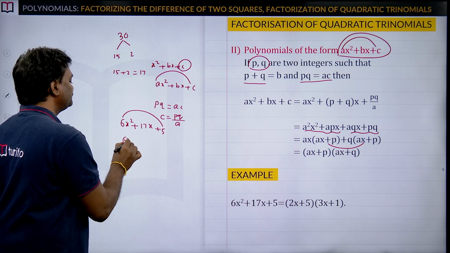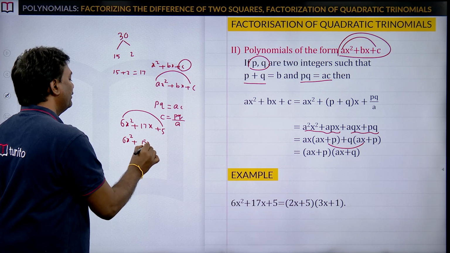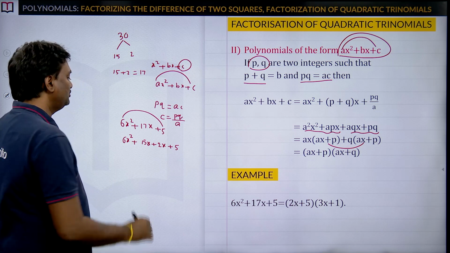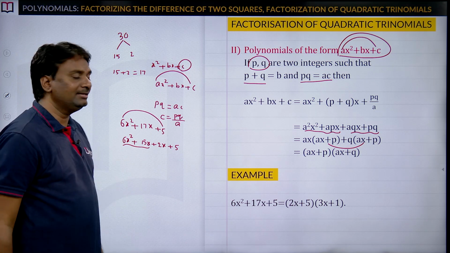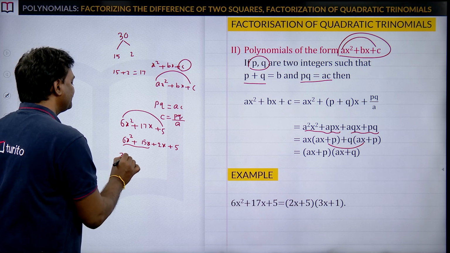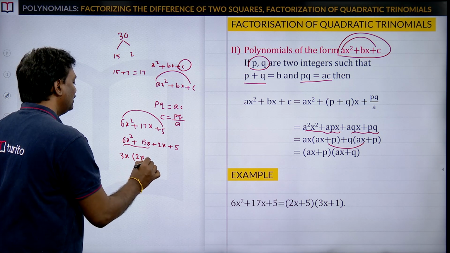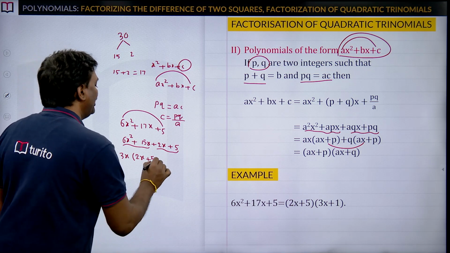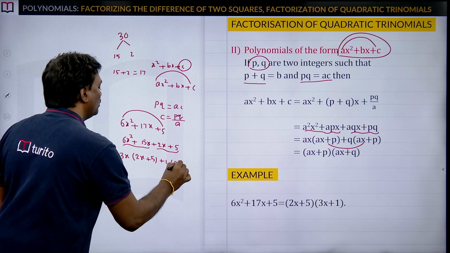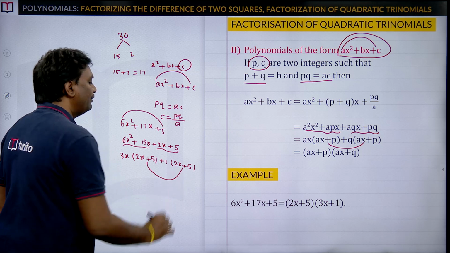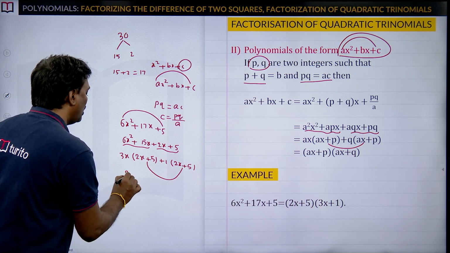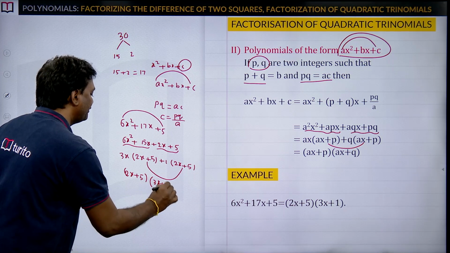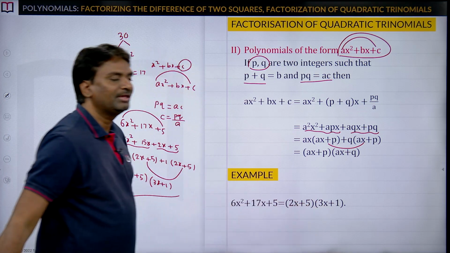So, from this, 6x square plus 15x plus 2x plus 5. 15 plus 2 is 17. From 6x square plus 15x we can take 3x as common. You will get 2x plus 5. From 2x plus 5 there is no common factor, that is why you can take 1 as common, so 1 of 2x plus 5. Again by taking 2x plus 5 as common, you will get (2x plus 5) into (3x plus 1).